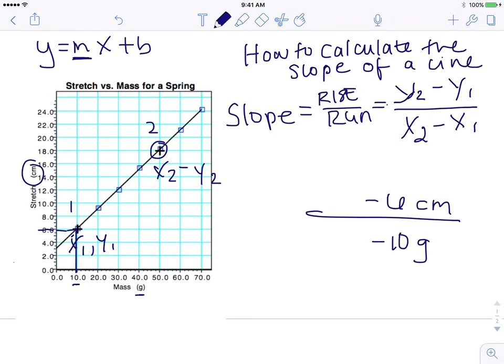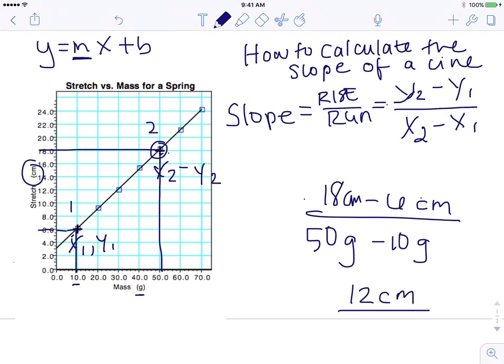And then here's our x2, y2 point. The x2 is 50 grams, and our y2 point is 18 centimeters, 18.0 centimeters. Then you just go for it and you just do the math. So 18 minus 6 is 12, and don't forget the units. 50 minus 10 is 40, so 40 grams.